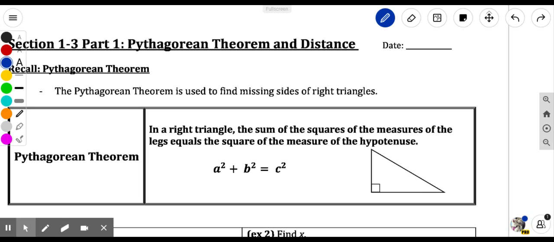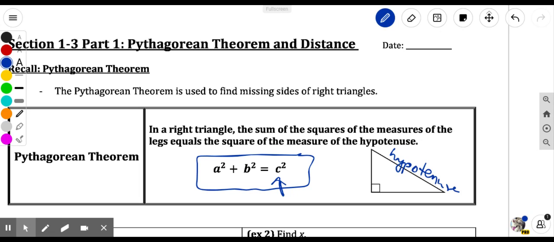And then, as you guys probably remember, everyone always remembers this. That's the actual theorem, a squared plus b squared equals c squared. So the most important thing with Pythagorean theorem is that you're correctly identifying your a, b, and c. So the most important one is c. C is your hypotenuse, which is right here. And the hypotenuse is across from the right angle. So that's how you always know where the hypotenuse is.